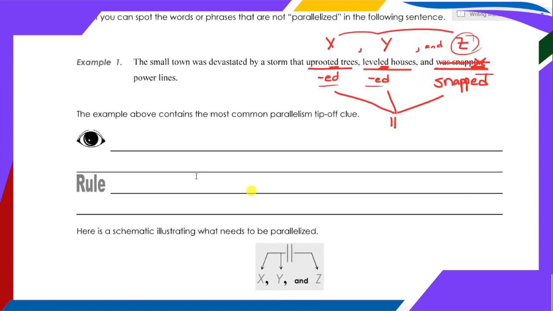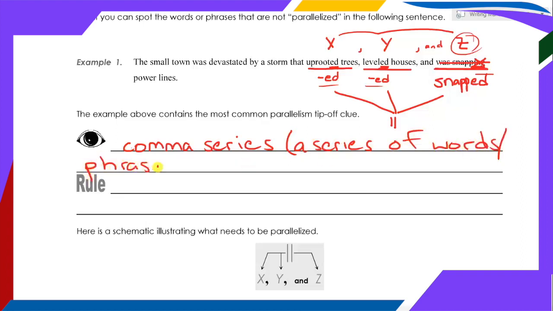So example 1 actually has the most common parallelism tip-off clue on the SAT, and that is, we'll go ahead and write down, comma series. If you want to elaborate on that, you can write down a series of words or phrases separated by commas. And again, it's that X, comma, Y, comma, and Z form that you want to keep a lookout for.